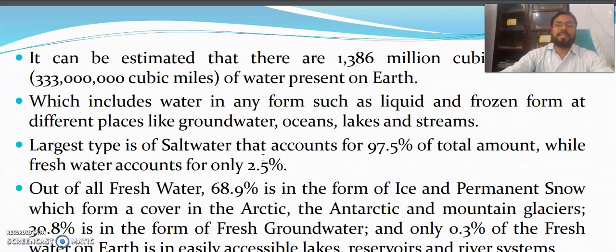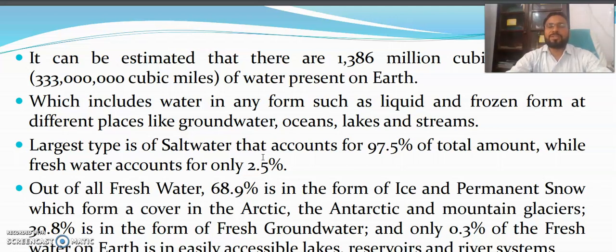It can be estimated that there are approximately 1,386 million cubic kilometers of water present on earth, which includes water in any form, such as liquid and frozen form, at different places like groundwater, ocean, lakes and streams. The largest type is salt water that accounts for 97.5% of the total amount, while fresh water accounts for only 2.5%.